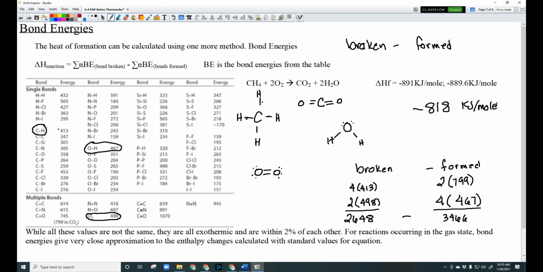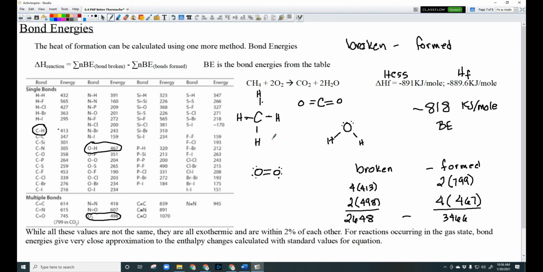So here we see in our first example, 891, and that's with Hess's law of summation. And then we saw in our last example, when we were using the heat of formation, we got 889.6. And here with bond energies, we got 818. So these numbers are slightly different, but right down here at the bottom, while these values are not the same, they are all exothermic, and they're all within 2% of each other. That's an acceptable margin because we're getting more and more accurate.